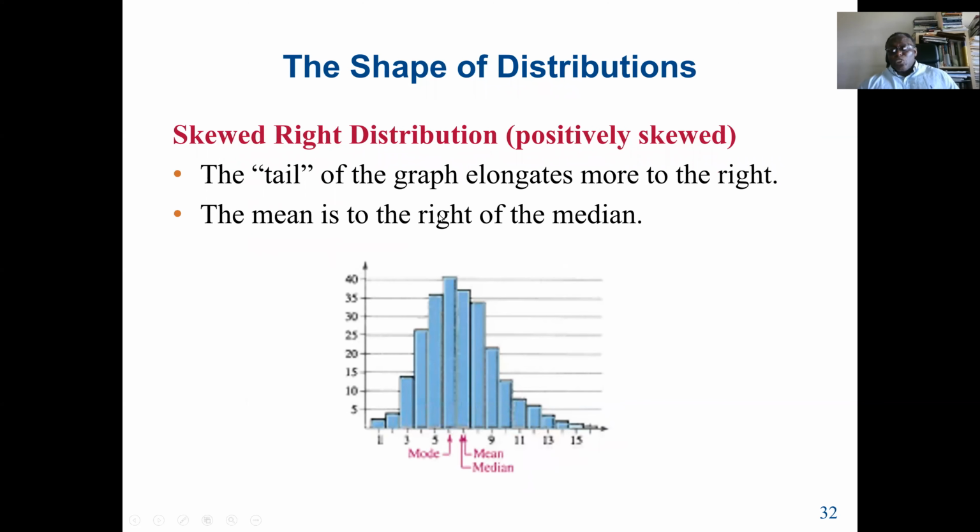But this will be skewed to the right when the mean is greater than the mode. So here we can see that the mean is in the front, the median is behind it, and the mode is always at the back also. So this will give a skew to the right because the mean is greater than the mode.